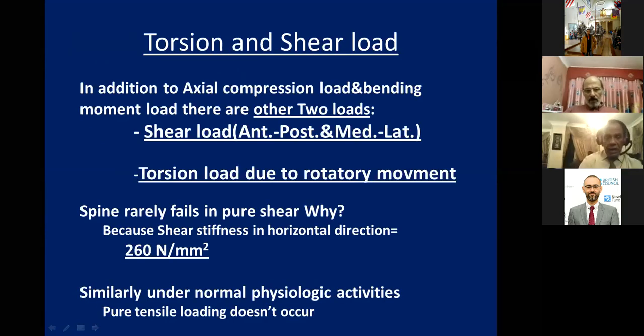In addition to the axial compression and bending force on our spine, there is also torsion and shear load. Shear load includes anteroposterior and mediolateral shearing force, and torsion load is due to rotatory movement. Our spine rarely fails in pure shear. Why? Because shear stiffness in the horizontal direction needs about 260 Newton to overcome, which is very difficult in our physiological daily activities. Similarly, under normal physiological activities, pure tensile loading doesn't occur.